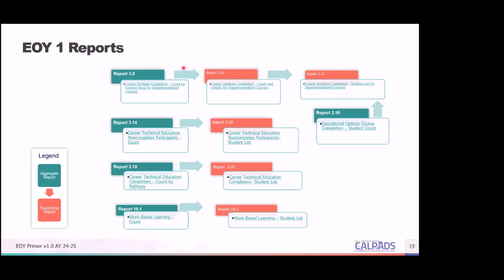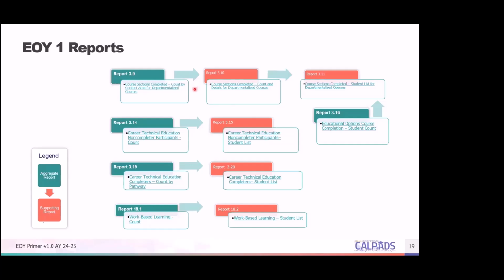So if you see anything that's amiss in one of your aggregate reports, you can use the supporting reports to drill down and find the bad data so that you can make corrections. And then these supporting reports are also there to help you to reconcile CalPADS with your local student information systems. And the arrows show us which reports support which aggregate reports.